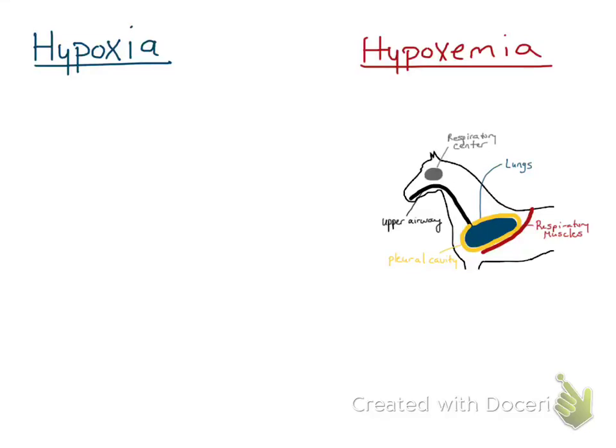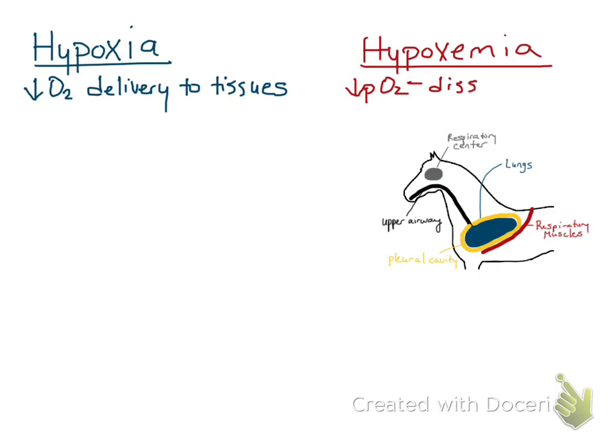This video is going to be on hypoxia and hypoxemia. So first of all, hypoxia is when there's a decreased oxygen delivery to the tissues, and hypoxemia means that there's a decreased PO2, and specifically the PO2 is a measure of dissolved oxygen in blood. It does not take into account the oxygen that is bound to hemoglobin.